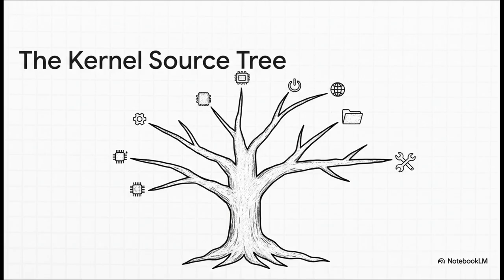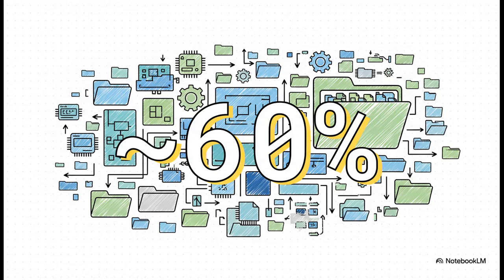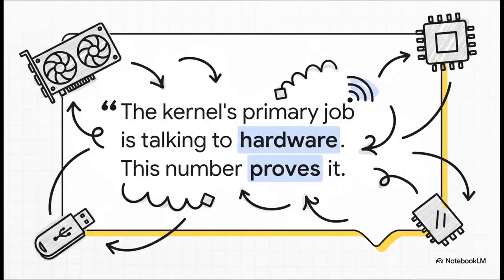But one of these folders is way, way bigger than all the others. And this is the part that might just blow your mind. About 60%, yes, 60, of the entire Linux kernel source code, we're talking millions and millions of lines of code, lives inside just one of those directories, the drivers directory. So what does that tell you?